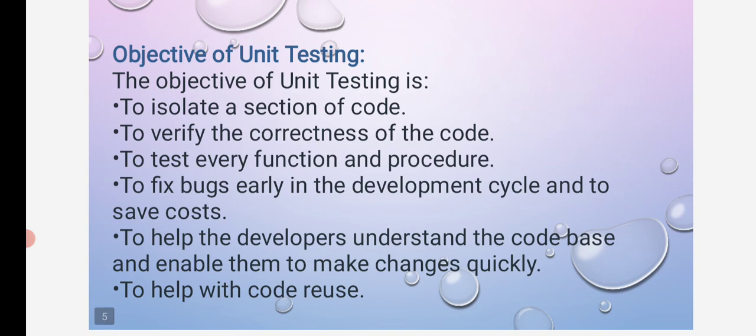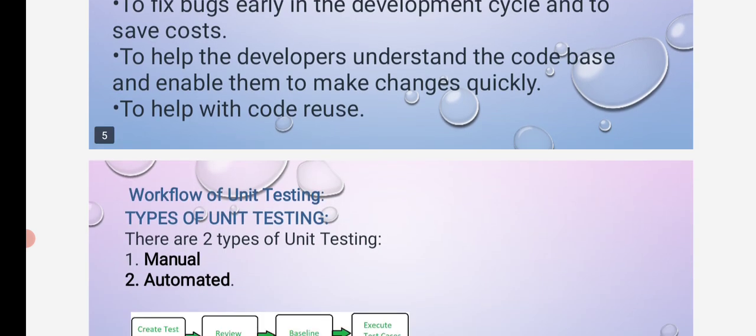The objectives of unit testing. The following objectives are: first one is to isolate a section of code to verify the correctness of the code, then to test every function of the procedure, to fix bugs early in the development cycle and to save cost, to help the developers understand the code base, enable them to make changes quickly, and help with the code reuse.